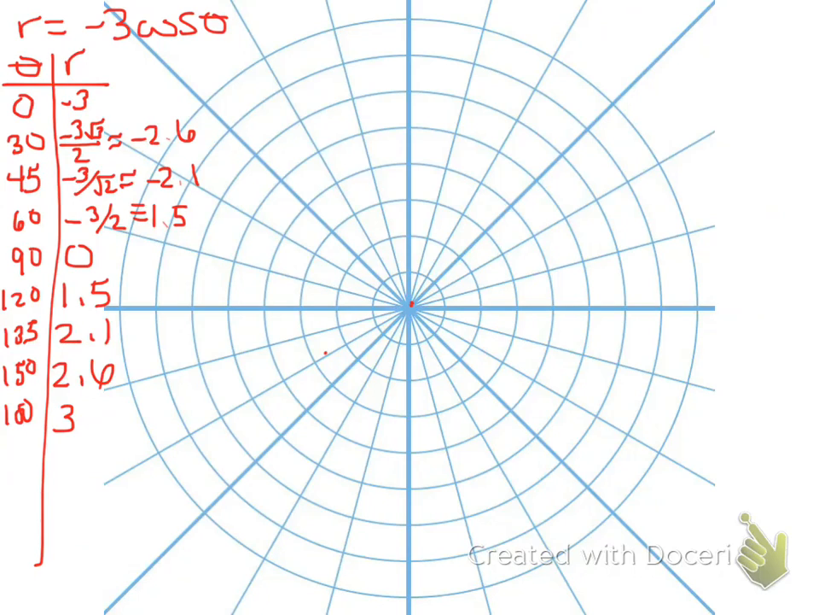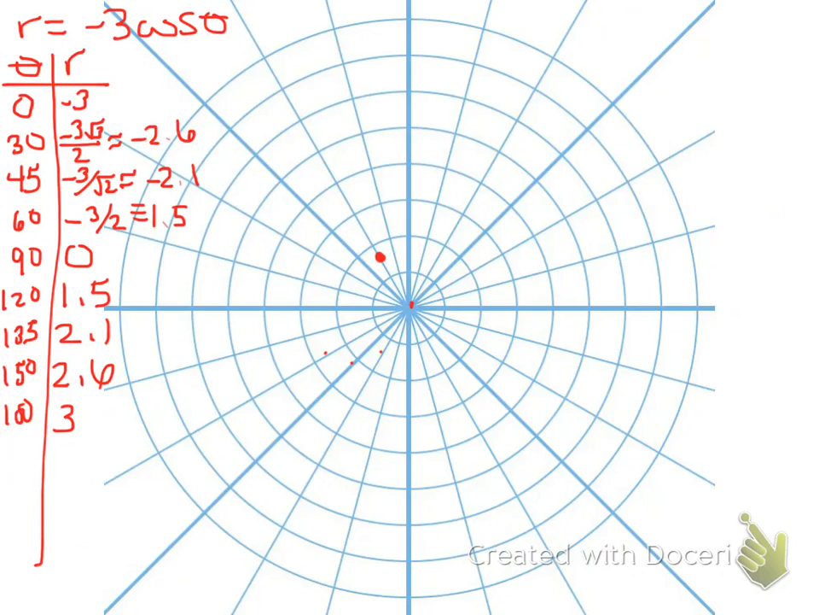Then I have negative 2.1, 45 degrees. Right there. Then I have negative 1.5. So going out here, that's 60 degrees. That'll take me right there. 90, 0. Hello again, pole. Positive 1.5. So I'm going to the right now, 1.5. And I'm going to go around 120 degrees. That puts me right there.